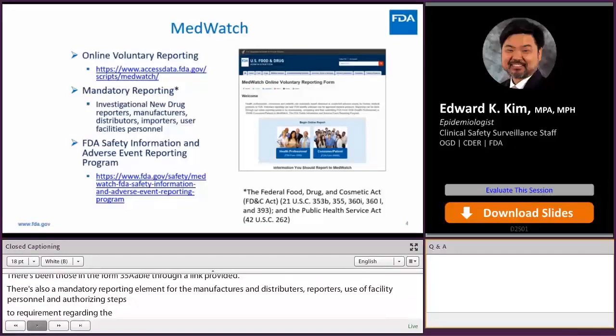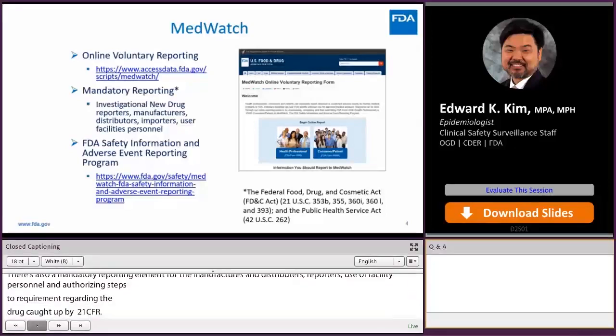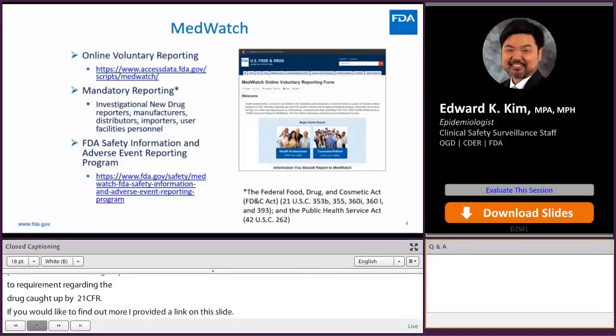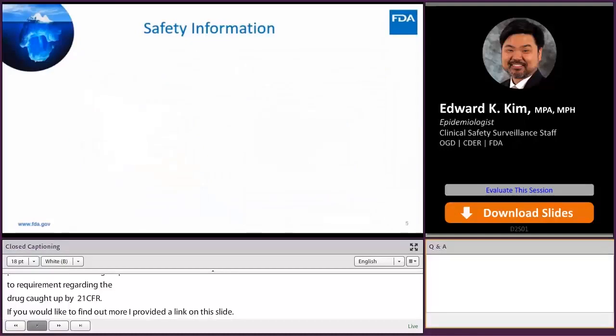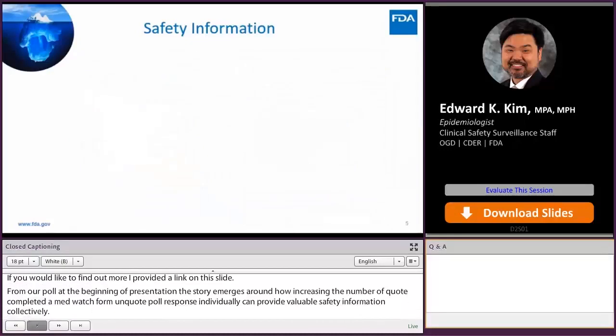Okay, so from our poll at the beginning of the presentation, a story now emerges around how increasing that number of "completed a MedWatch form" poll responses individually can provide valuable safety information collectively. Let's take a moment to visualize a common viewpoint around surveillance data. So many have likened viewing safety information in the population to viewing an iceberg.